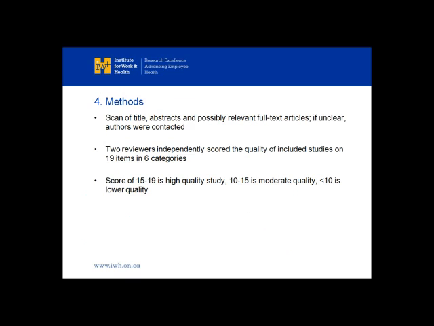Next, two reviewers independently scored the quality of included studies on 19 items in 6 categories, and then we divided the studies up. If they had a score of 15 to 19, we would consider it a high quality study. 10 to 15 is moderate quality, and less than 10 is lower quality. I would never call it poor quality, because I know some of the authors that actually published the studies that were in that category. So I know that they did the best that they could. It's just that sometimes we are very strict.